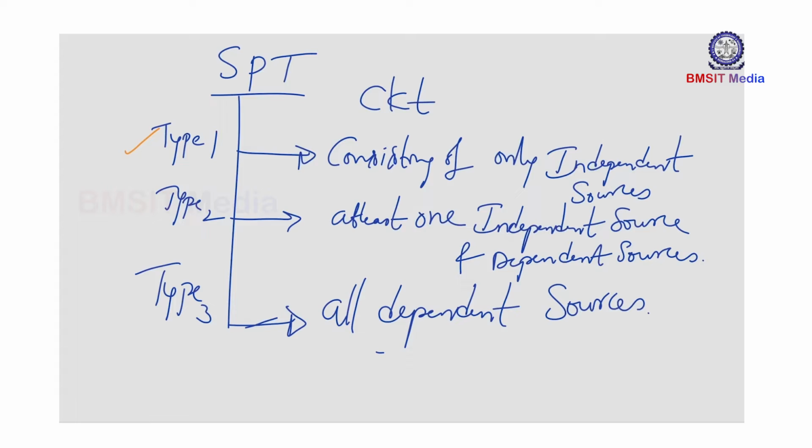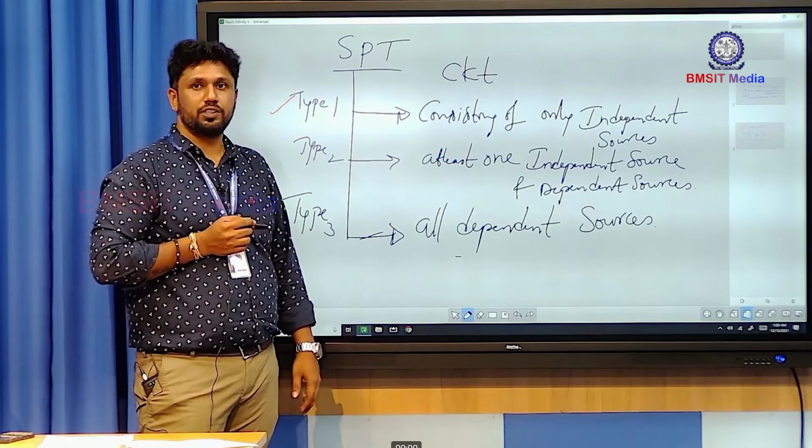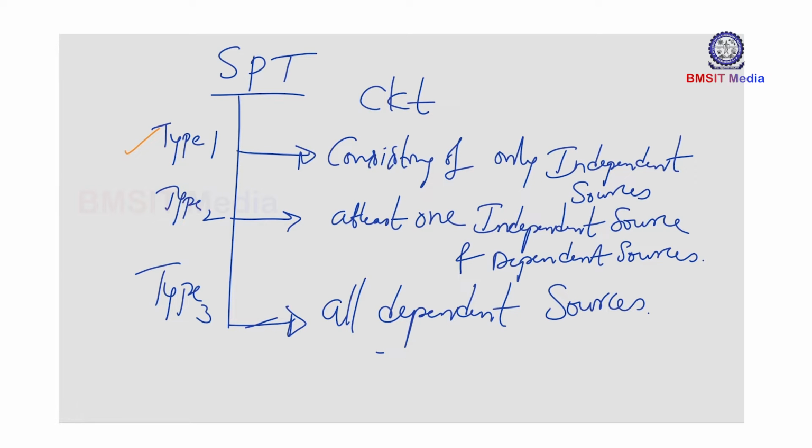Now I'll go with case 1, the type 1 category problems. I think last class I solved only a few problems, so I'll take up one more question from this category, then I'll move on to case 2, the type 2 questions, that is a network consisting of both dependent and independent sources. So now this is a question.